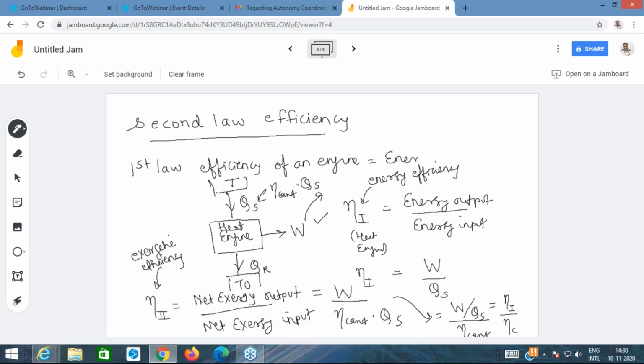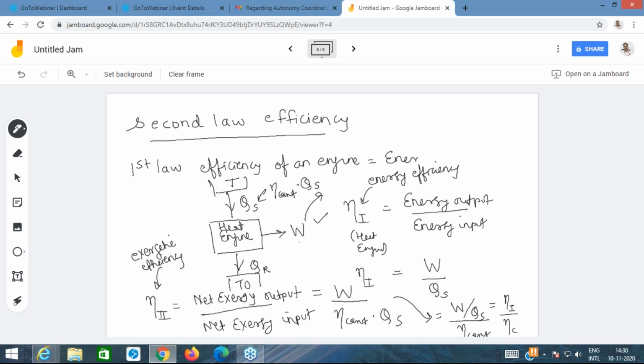What is the exergy of W? Exergy of W is W. What is the exergy of heat? Exergy of heat is the efficiency of the Carnot engine into QS. So this becomes W upon QS upon the Carnot efficiency. W upon QS is the energy efficiency. So energy efficiency upon Carnot efficiency. So for a heat engine, the second law efficiency can be obtained as the first law efficiency upon the Carnot efficiency.